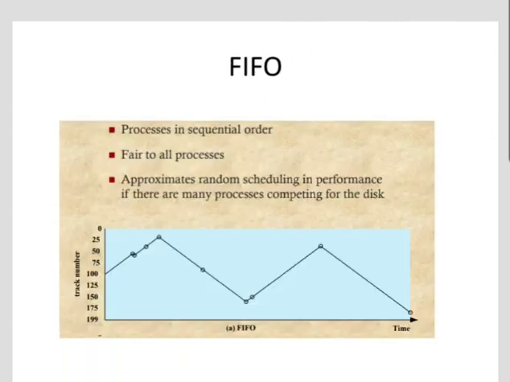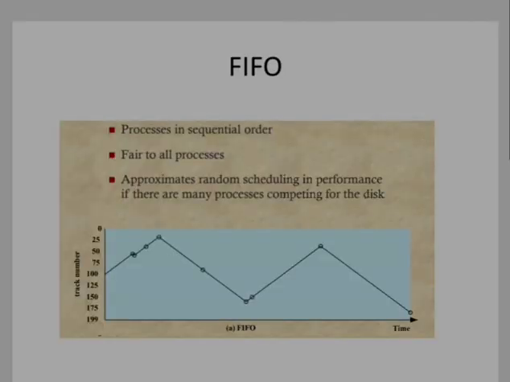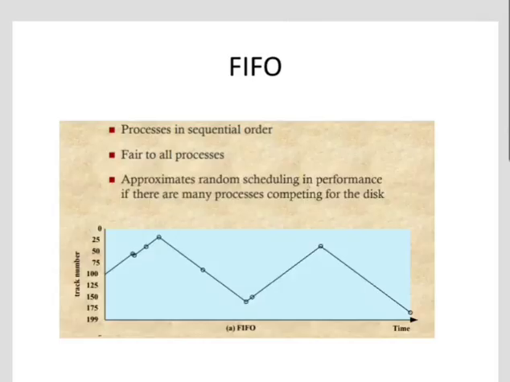Now first is first in first out, that is FIFO. Here the process requests are handled sequentially, that is, processed in sequential order. It is fair to all processes and approaches random scheduling in performance if there are many processes. So the diagram is shown for first in first out.